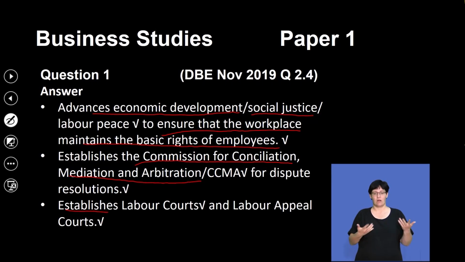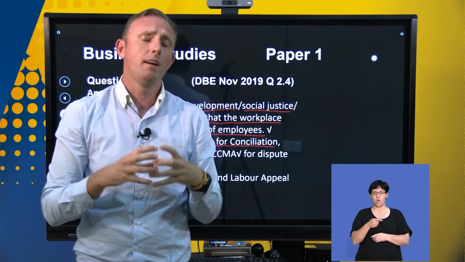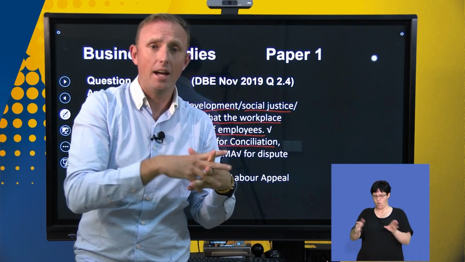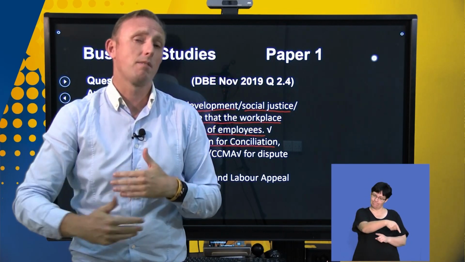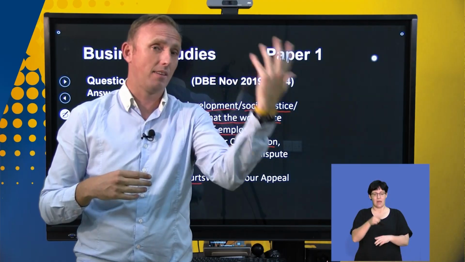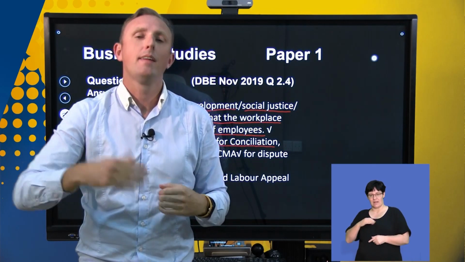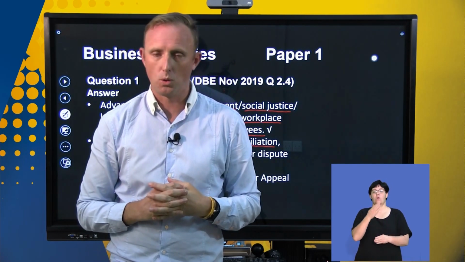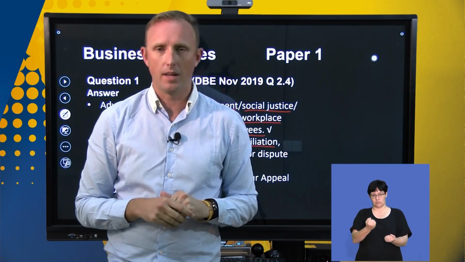Right, and it also establishes the labour courts and the labour appeal court, so that if the employee isn't happy with the CCMA, they can then go to the labour court. If the labour court finds against either the employer or the employee, they can then go to the labour appeal court to appeal the outcome.